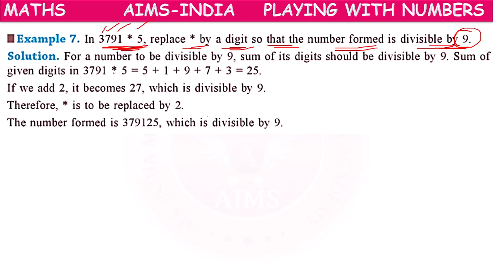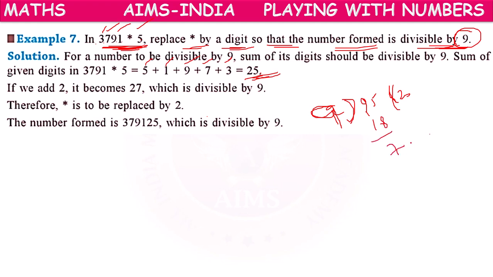So here 3, 7, 9, 1, asterisk, 5. Let's take their sum: 5 plus 1 plus 9 plus 7 plus 3. The asterisk we are not considering. The sum is 25. But 25 is not divisible by 9, because 9 times 2 is 18, and we are getting 7 left over.